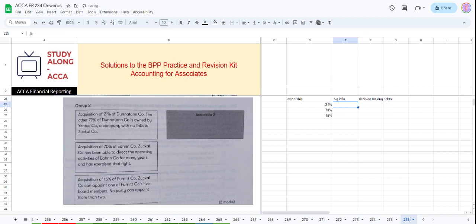rights. Okay. So although their ownership is 21%, 70%, 15% respectively, in the first one, the other 79% of D company is owned by Y company, which has no link to this. So that company, Y company, has this decision making capacity. They do not have. In the second one, acquisition of 70%, so there is no significant influence, and this is not relevant also. We'll just look at the decision making and this ownership.